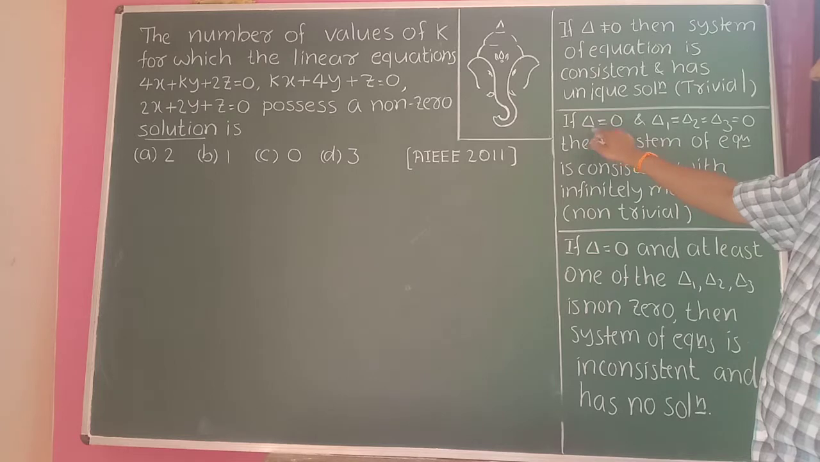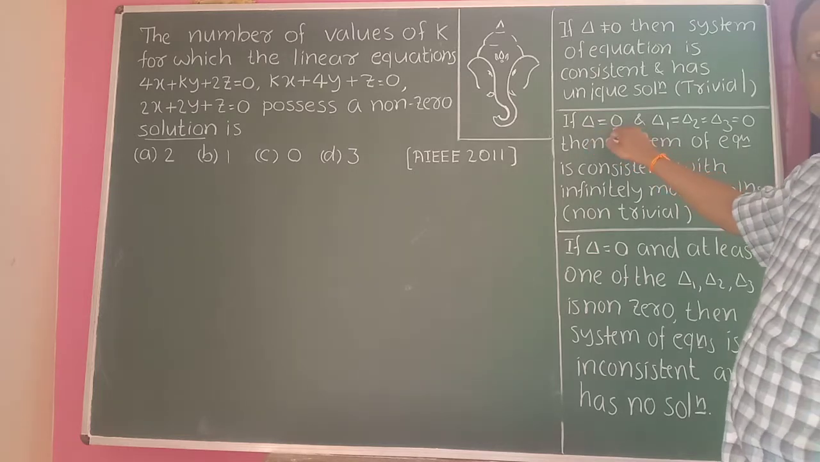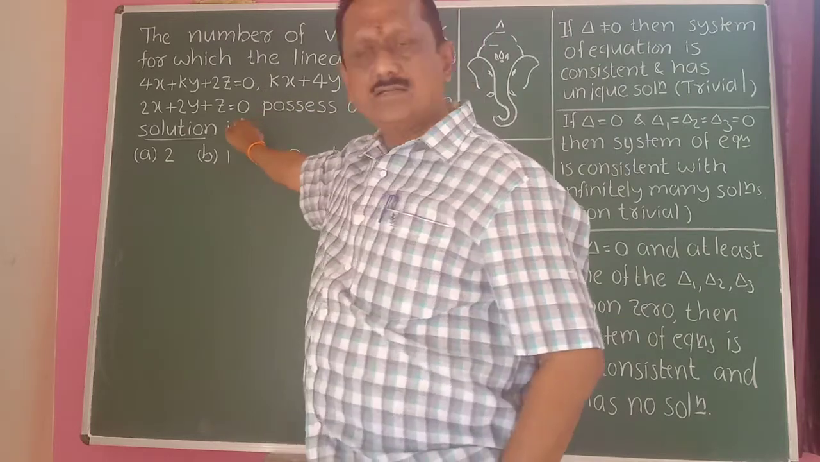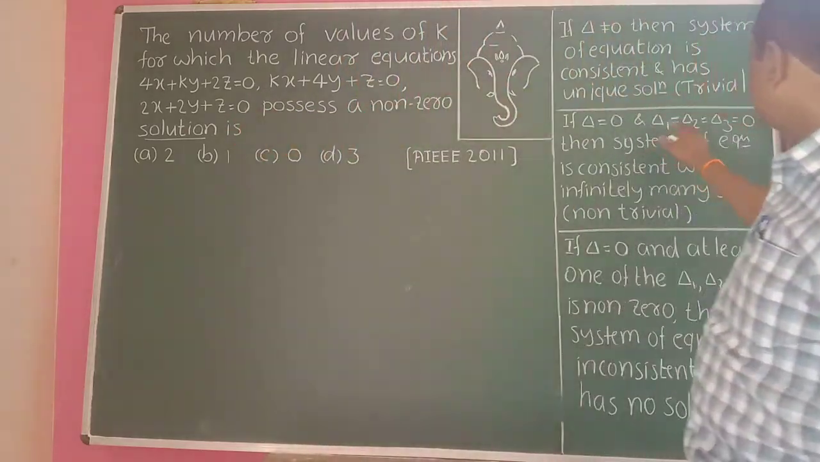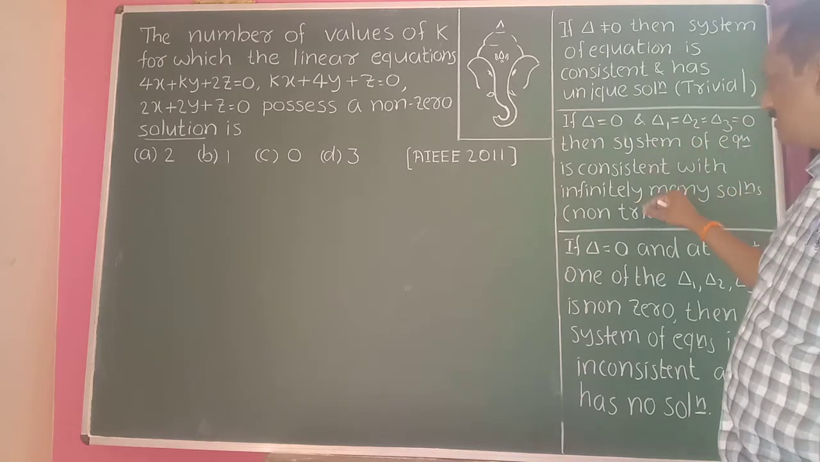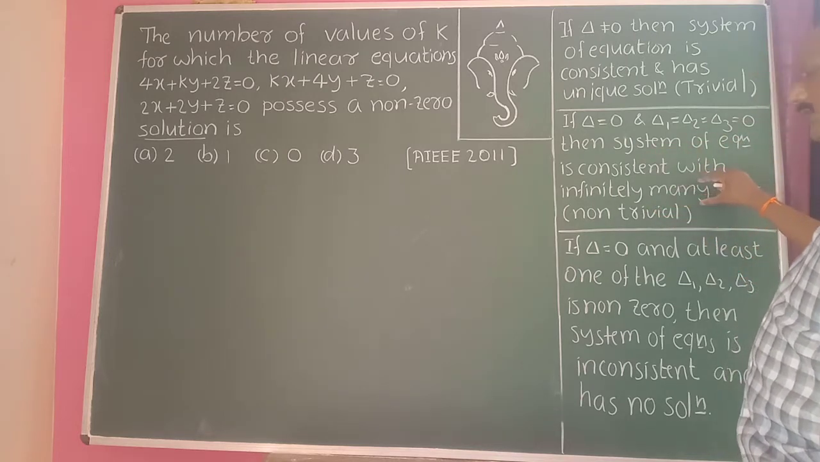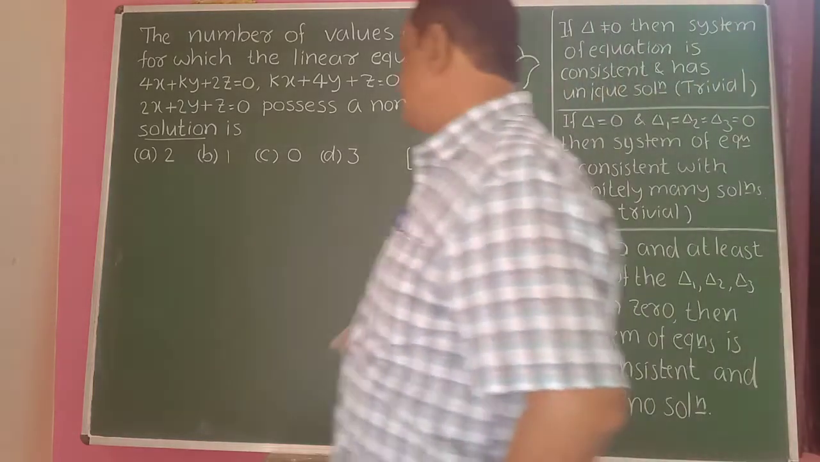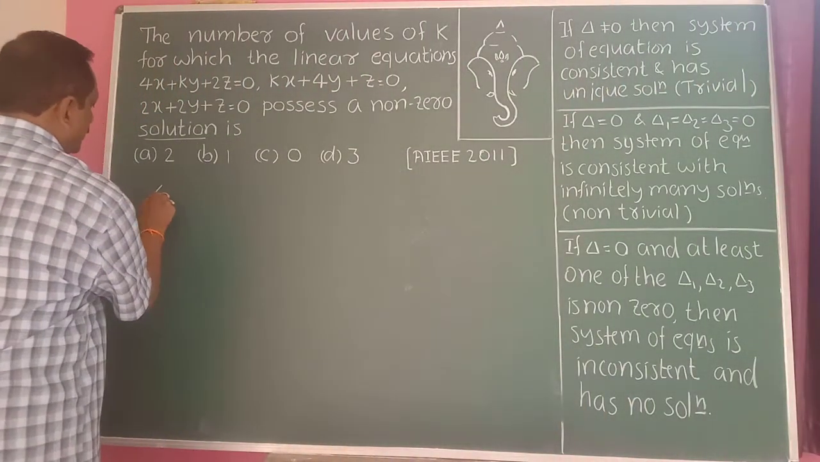Therefore, delta must be equal to what? 0. Okay? Whereas RHS terms are 0. If RHS terms are 0, then delta 1 is 0, delta 2 is 0, delta 3 is 0. Hence, it has infinitely many solutions. And if it has infinitely many solutions, then delta must be what? 0. Hence, delta is equal to 0.